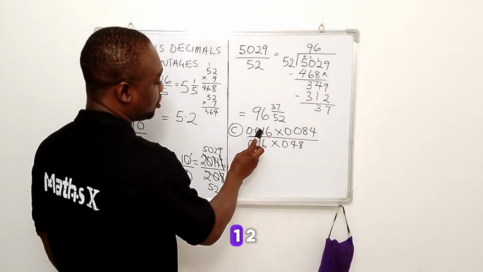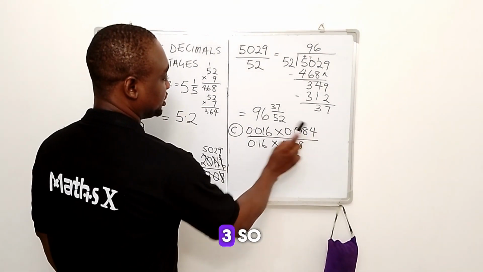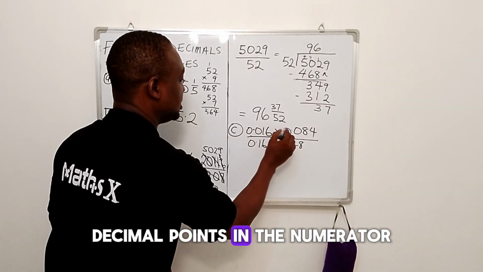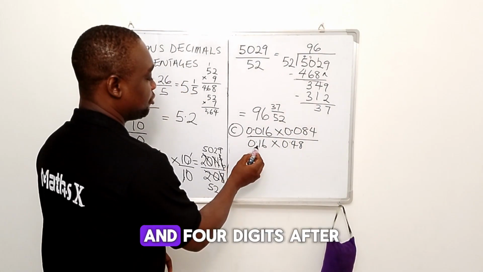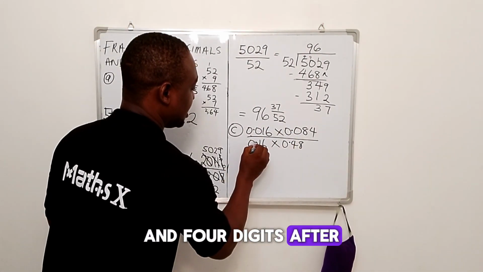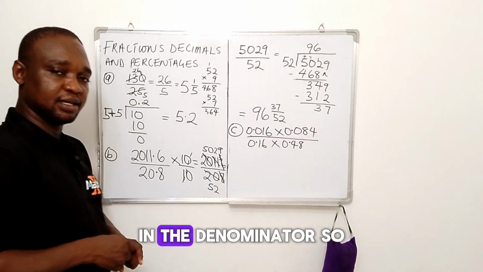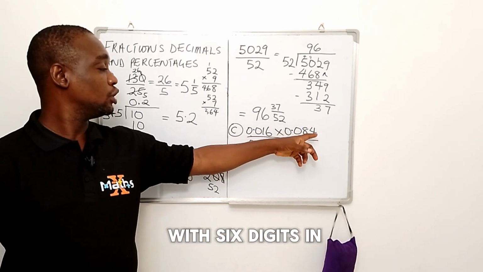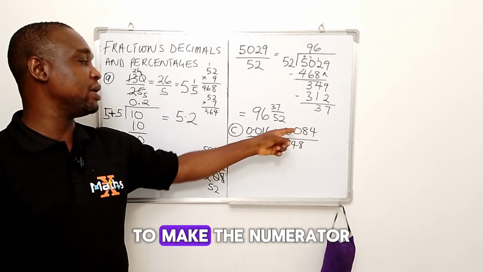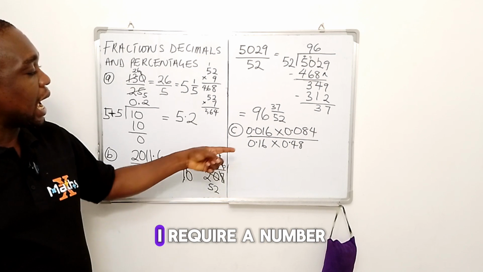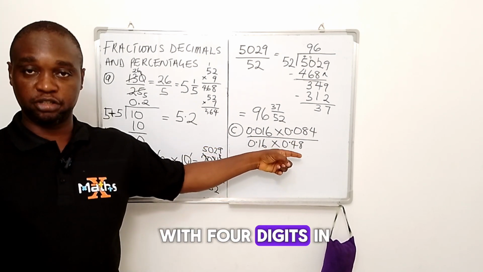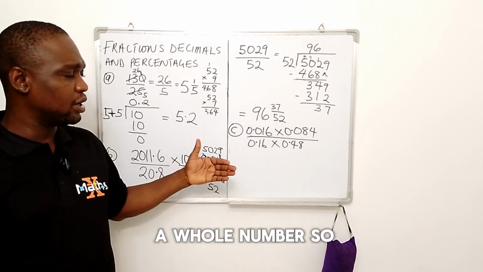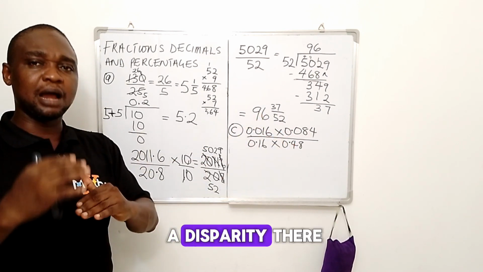Here we have 1, 2, 3, 1, 2, 3. So we have 6 digits after the decimal point in the numerator and 4 digits after the decimal point in the denominator. So I require a number with 6 zeros in the numerator to make the numerator a whole number. I require a number with 4 zeros in the denominator to make the denominator a whole number. So there's a disparity there.